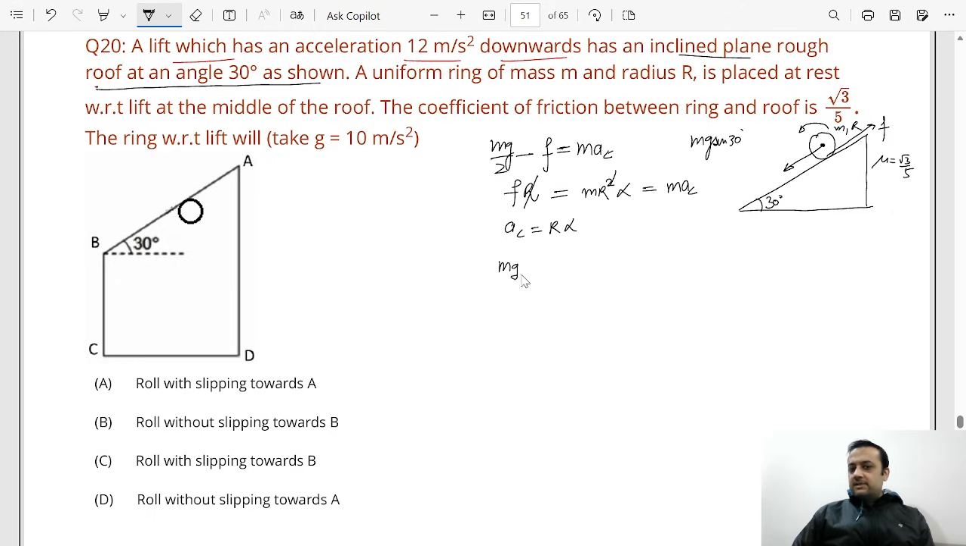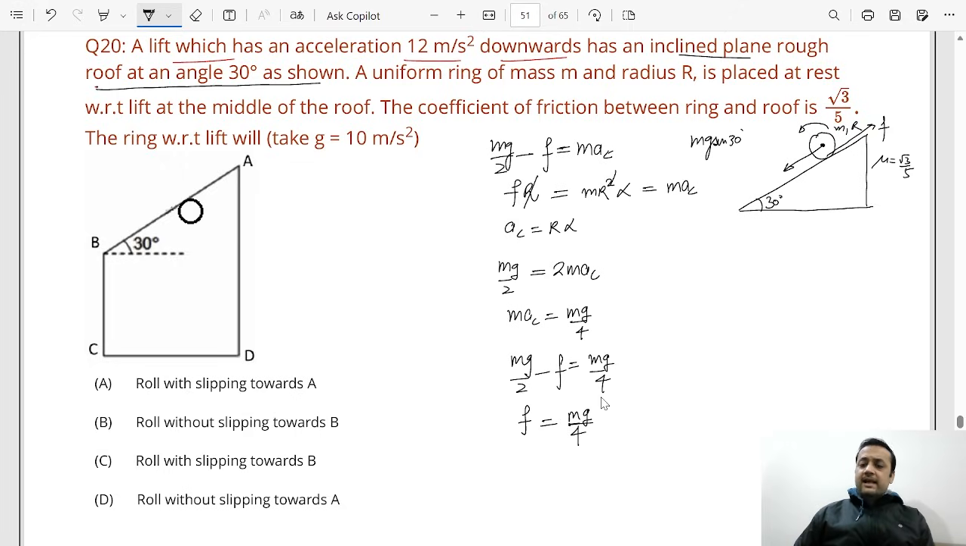So that means mg by 2 will become twice of m a_c, right? Because this friction you can bring this side, and friction was m a_c. So m a_c plus m a_c will become 2 m a_c, which means m a_c comes out to be mg by 4. Correct? Now let me put the value of m a_c back over here. m a_c is mg by 4, so you will get mg by 2 minus friction equals m a_c, which is mg by 4, right? So check what is the value of friction required. So friction required is mg by 4.